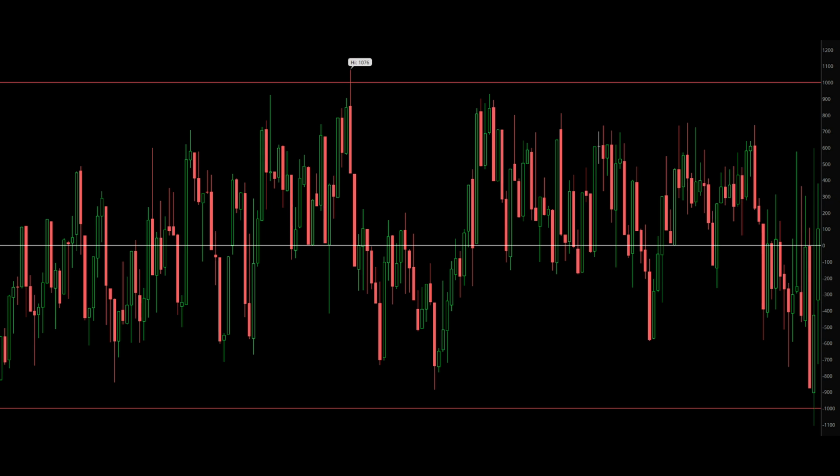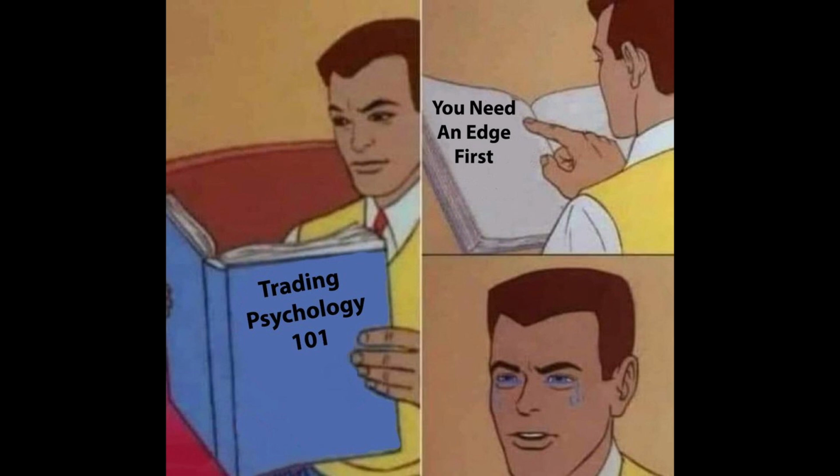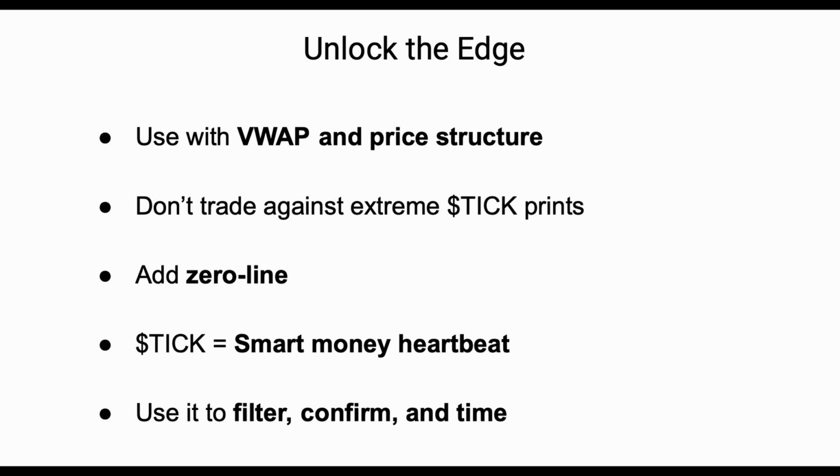The tick index is not just noise. It's smart money in real time, you could say. It just shows where the money is flowing in the market in real time. If you combine it with a VWAP setup, a scalp strategy, or reversal or mean reversion strategies, you'll instantly start to see that it helps filter your trades better, and it cuts out a lot of the garbage moves.